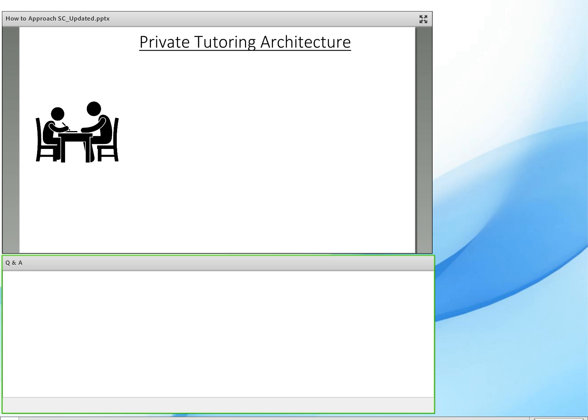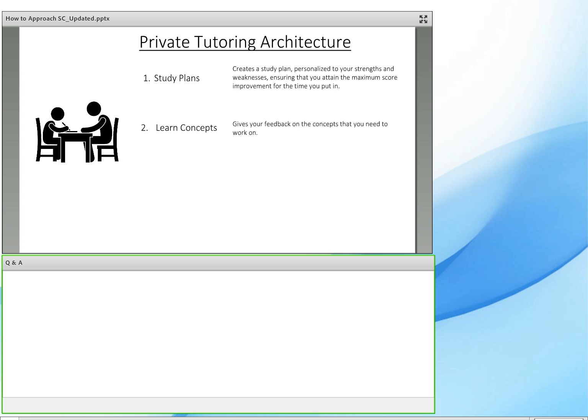A private tutoring architecture works slightly differently. When you work with a private tutor, the first thing that a good private tutor would do is to analyze your strengths and weaknesses, and based on that, understand the extent of effort needed to get to that 720 score, and define the focus areas as well. Then a good private tutor will teach you the concepts that you need to know, and constantly evaluate you so that he understands that you've learned the concepts well enough.